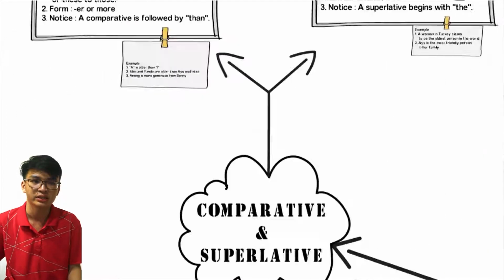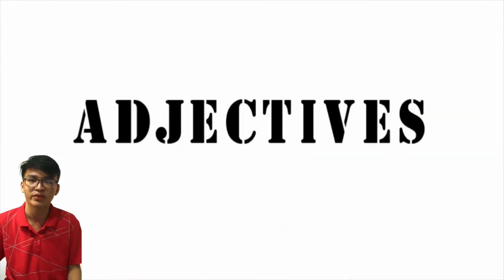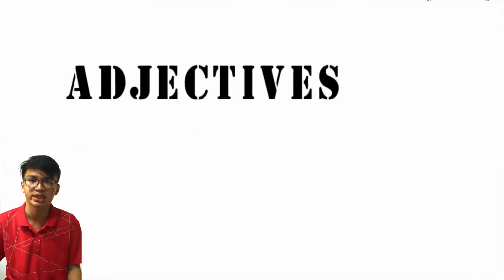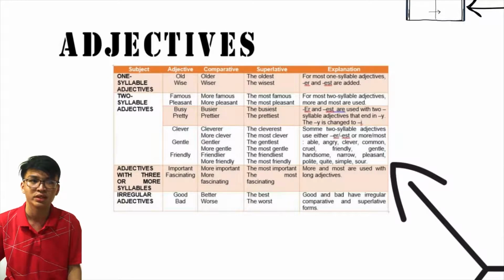There are some examples about using the forms of comparative and superlative. The first one is adjective. When the subject is one syllable adjective, for most one-syllable adjectives, -er and -est are added. The examples of adjectives are old and wise. The comparative is older and wiser. The superlative is the oldest and the wisest.